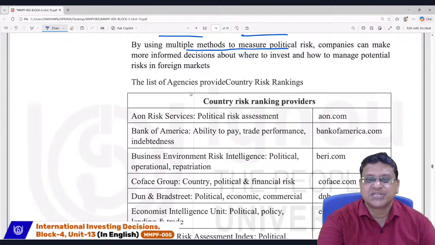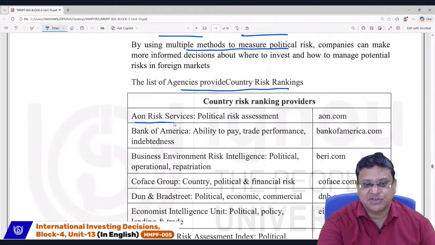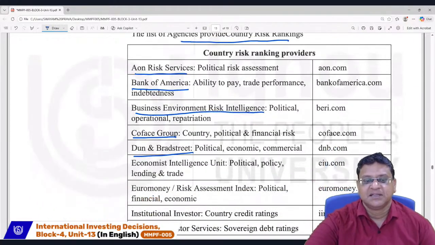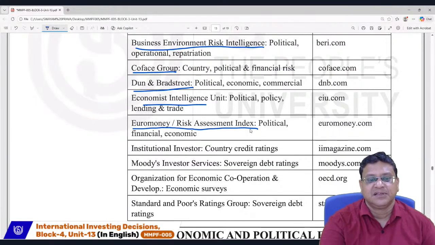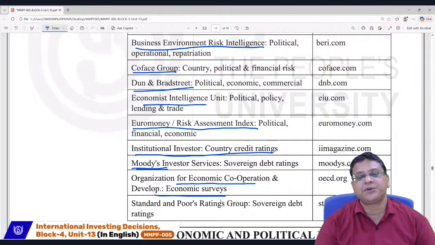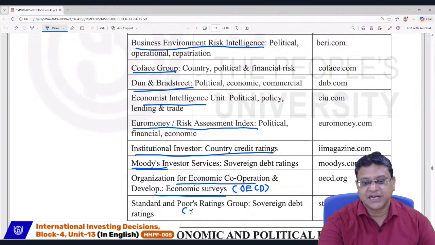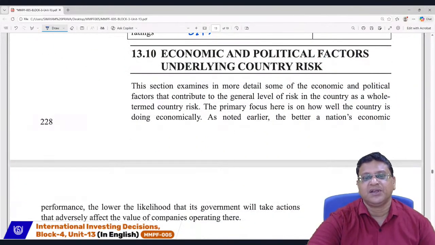There are many agencies which provide country risk rankings, like Aon Risk Services, Bank of America Country Risk Ability, Business Environment Risk Intelligence, Coface Group's Political Risk, Dun & Bradstreet's Political Risk Analysis, Economist Intelligence Unit's Political Risk Analysis, Euromoney Risk Assessment Index, Institutional Investor Country Credit Ratings, Moody's Country Risk Analysis, OECD Country Economic Surveys, Organisation for Economic Co-operation and Development, OECD Economic Surveys. You can follow it to find out the political risk. S&P Standard and Poor's sovereign debt ratings. You can follow this to find out the political risk associated with a particular country.